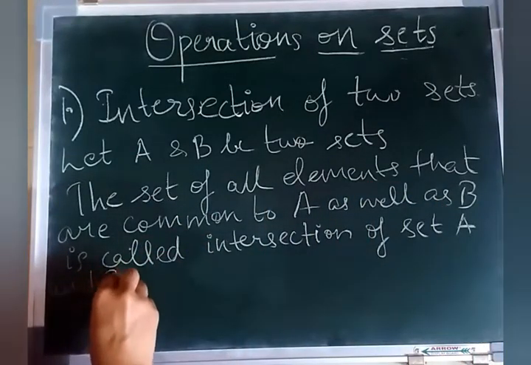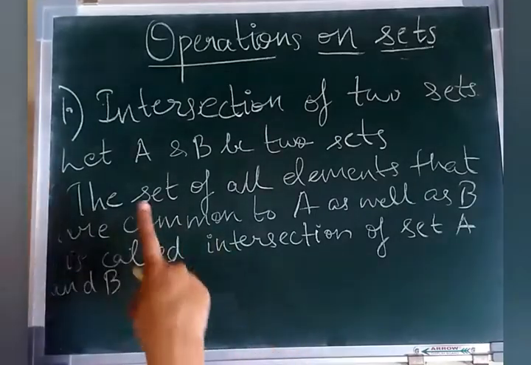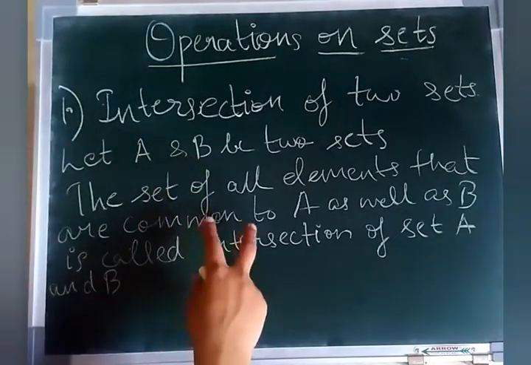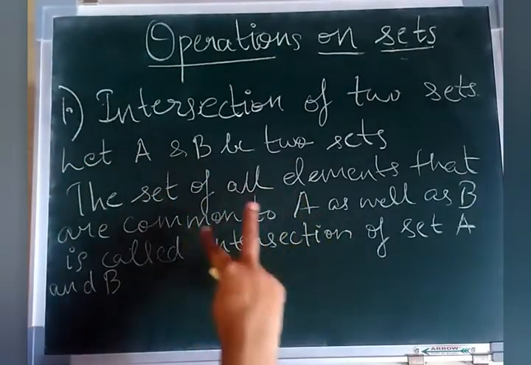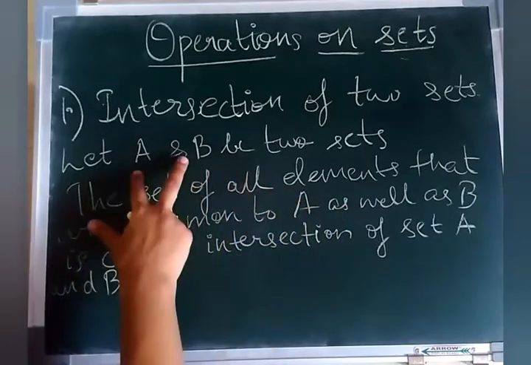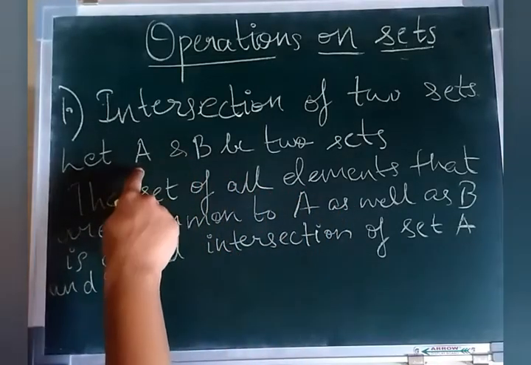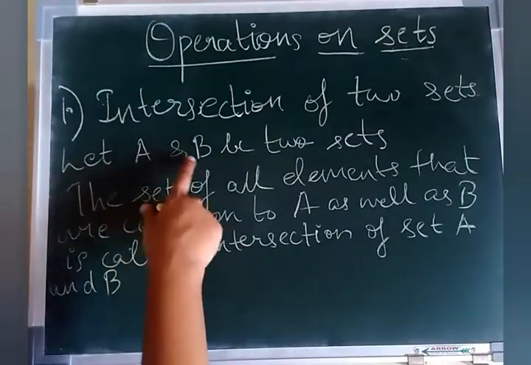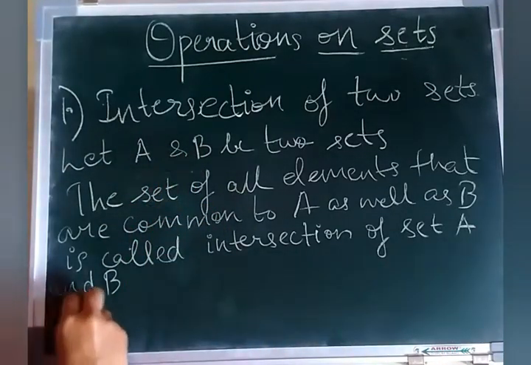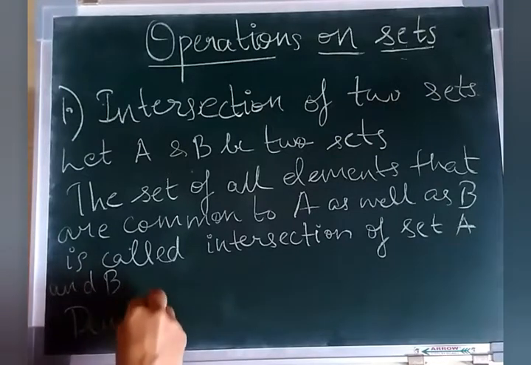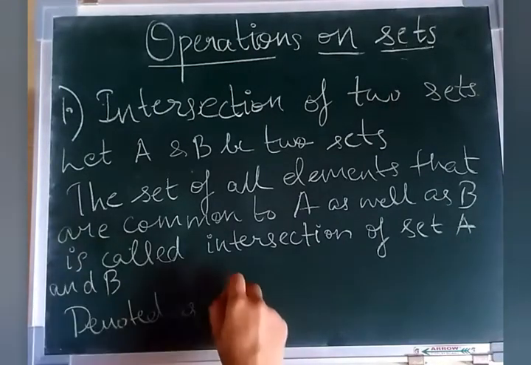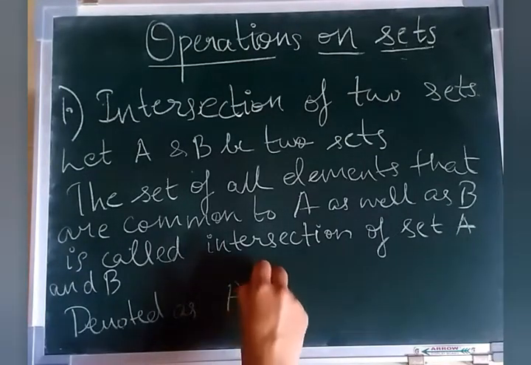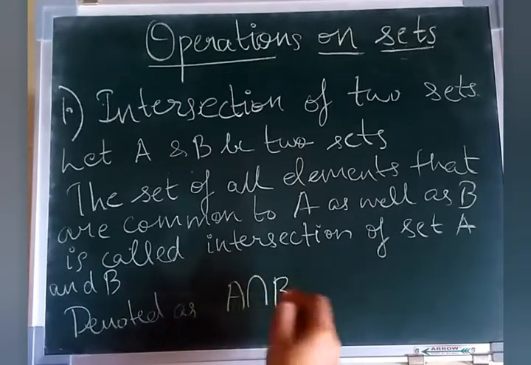So, if we take two sets and form a set of common elements from A and B, meaning those elements which are common to A as well as B, then that new set we will call the intersection of A and B, and we denote it as A intersection B.